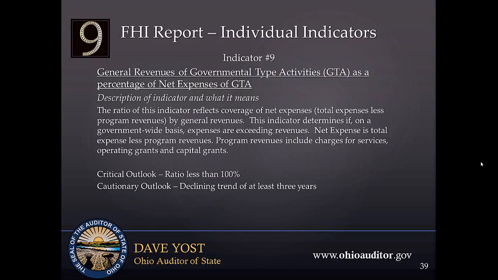This indicator is important to be aware if a shortage in revenues to cover expenses exists. A declining trend would indicate fiscal stress. For indicator 9, the critical outlook is met when the ratio is less than 100%, and the cautionary outlook when we have a declining trend of at least 3 years.